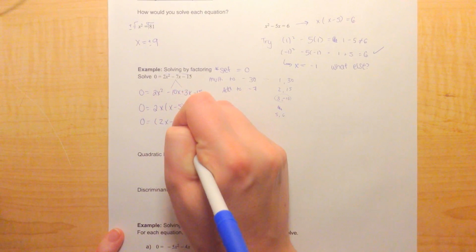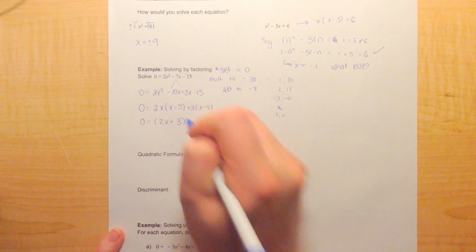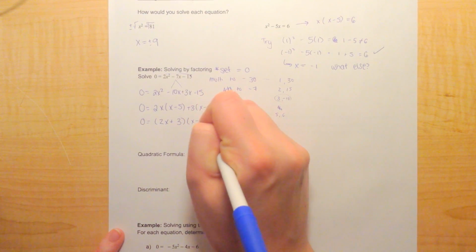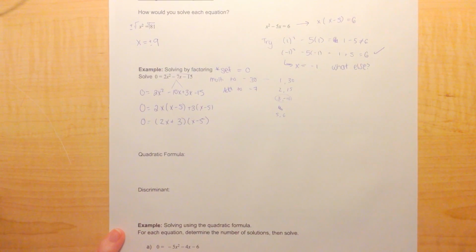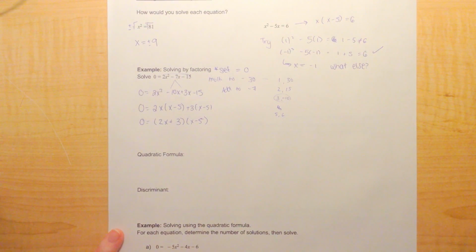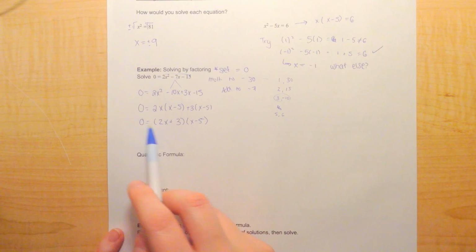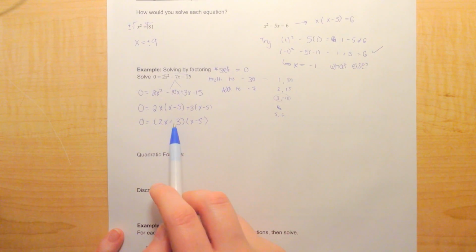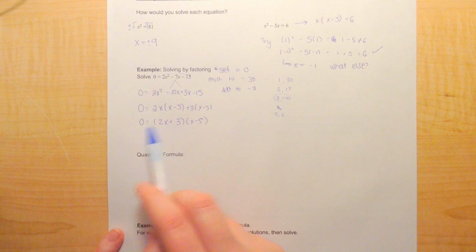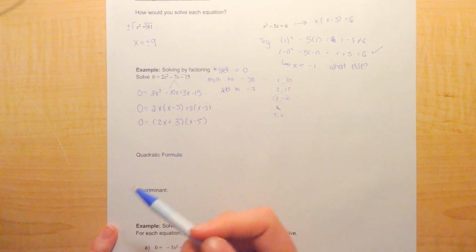So our overall factored form of this is 2x plus 3 and then x minus 5. So factoring is only one part of this. Factoring does make it easier, but we're not done once we've factored. So remember, we're trying to figure out what x can be so that these two things will multiply to 0. So we have two options.